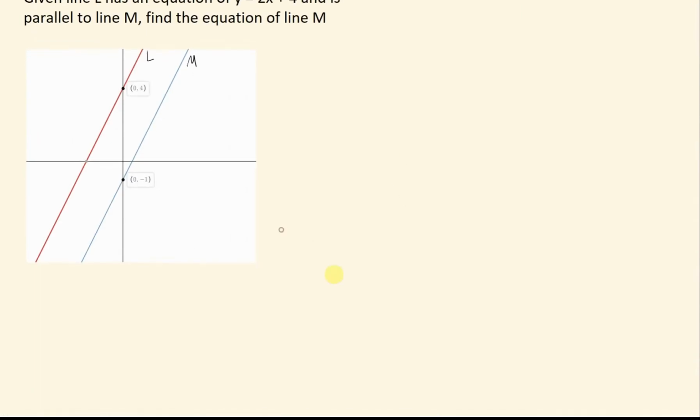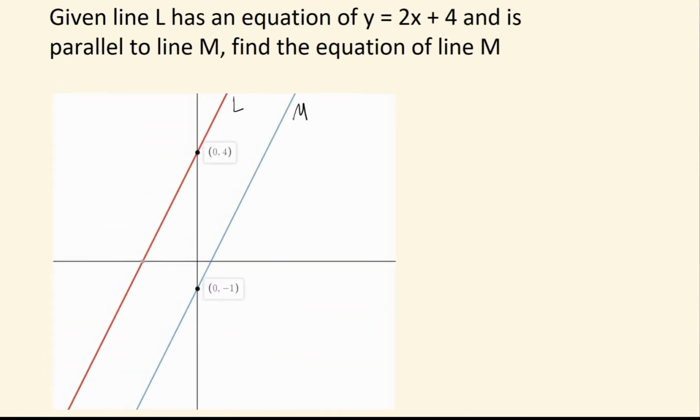So we can use that to solve some questions. We're given the equation of line L, which is this top one in red here, and we're also told that it's parallel to line M, and therefore we want the equation of line M. If it's parallel, it must have the same gradient, so this 2x must also be in line M. So for line M, I know it's going to be y equals 2x plus c.